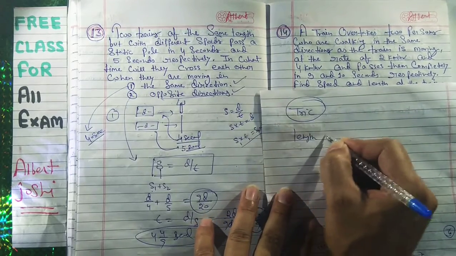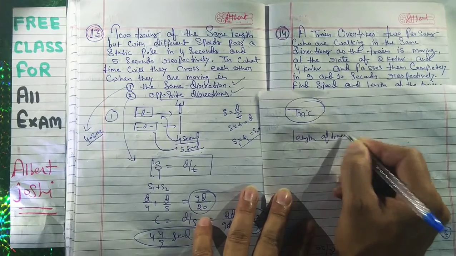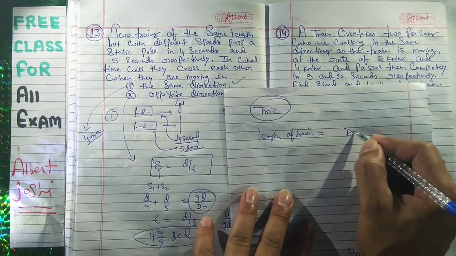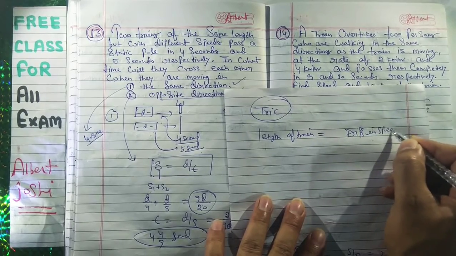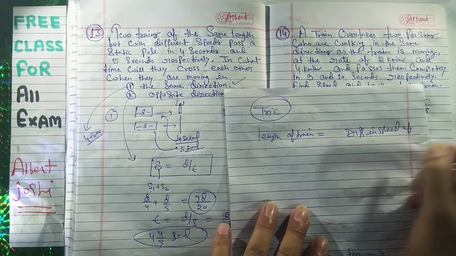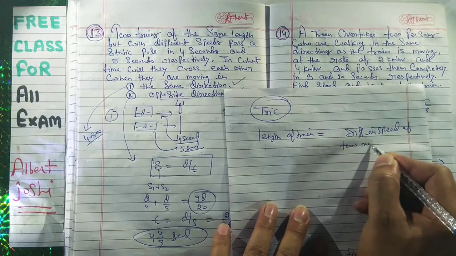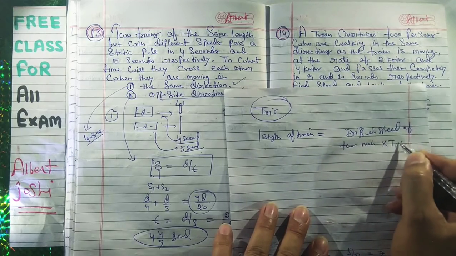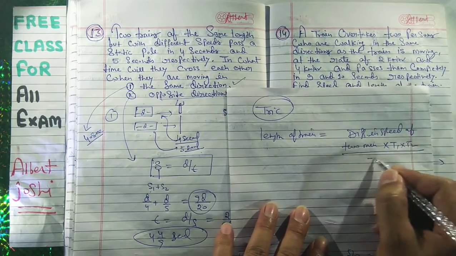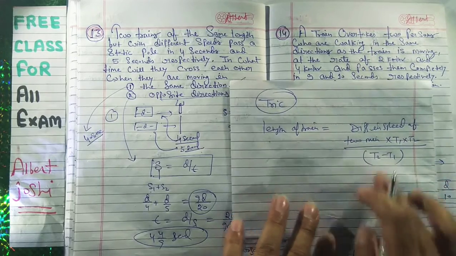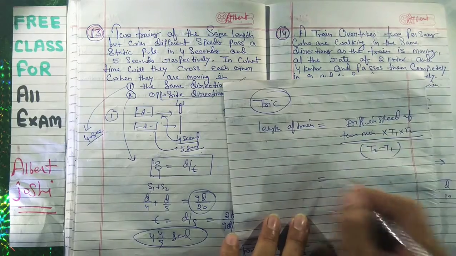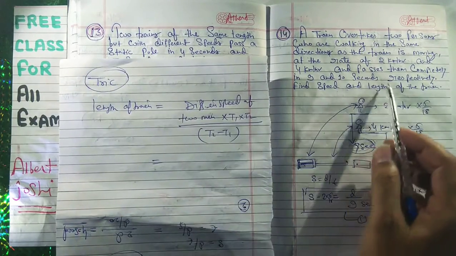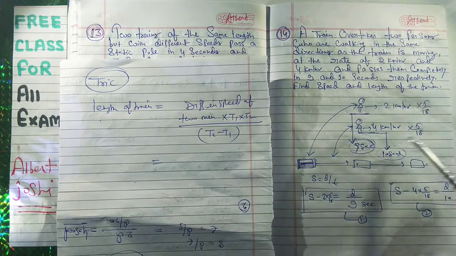Length of train is equal to the difference in speed of the two men into T1 into T2 upon T2 minus T1, where T is the time. The difference in speed of the two men you have to calculate: 4 minus 2 is equal to 2.